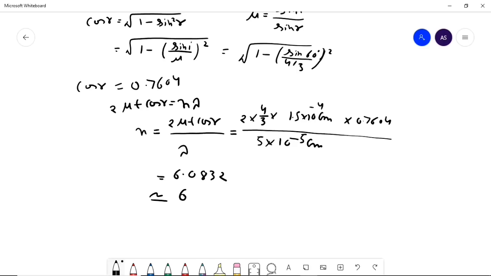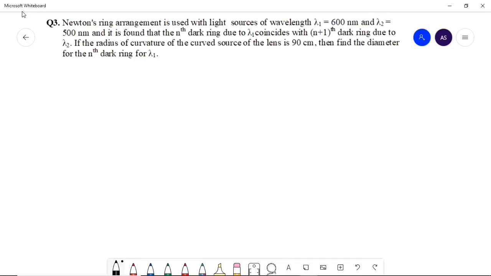It will be the final answer of this question. Question number 3. In this question, the wavelengths lambda 1 and lambda 2 are given, and also the condition that the nth dark ring due to lambda 1 coincides with the (n plus 1)th dark ring due to lambda 2.